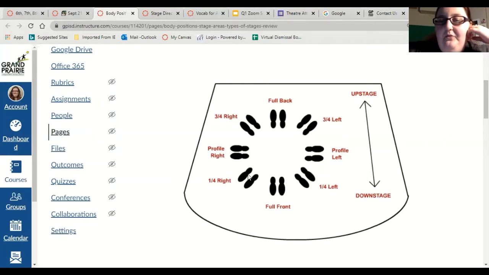Now, when you are standing in these different positions, they have names. So I am either fully front facing the audience, I'm a quarter turn right or a quarter turn left. I could be in profile, which just means fully to the side, because this is your profile. I could be 3/4 left or 3/4 right, or I could be fully back to the audience. So this kind of looks like a little clock, and it can help you.